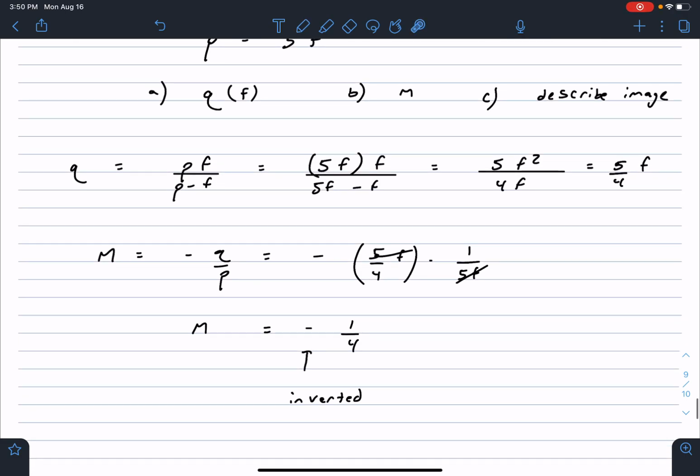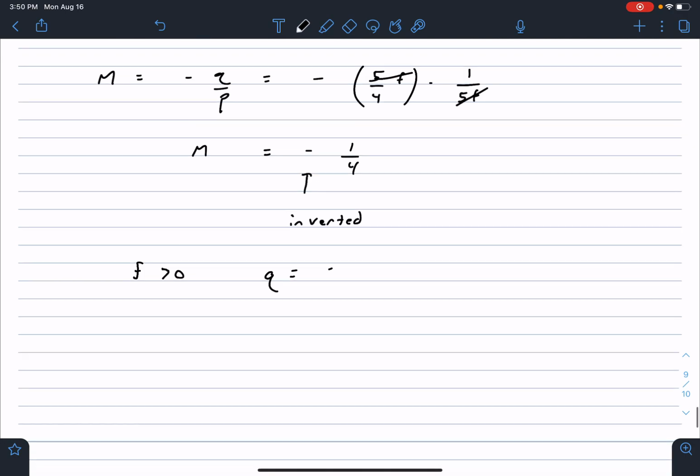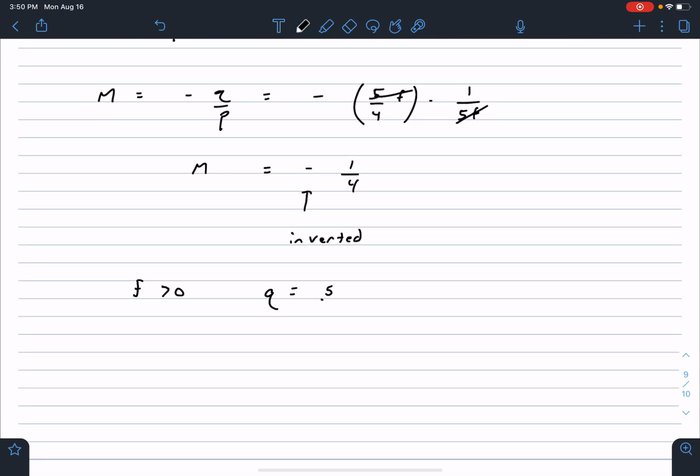Noting that Q, in this case, we're told it is a converging lens, right? So for a converging lens, f is greater than 0. So Q is equal to 5/4 f, that's greater than 0 as well. So for Q greater than 0, that means that we have a real image. Okay, so we have a real inverted image.